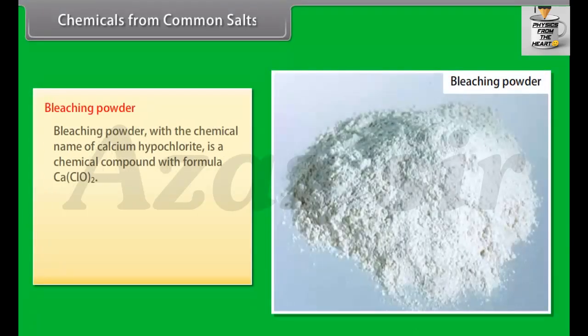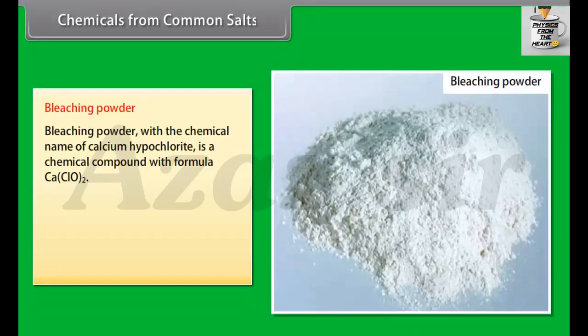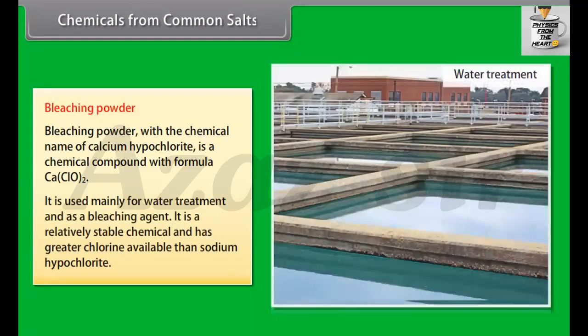Bleaching powder. Bleaching powder, with the chemical name of calcium hypochlorite, is a chemical compound with the formula CaClO2. It is used mainly for water treatment and as a bleaching agent. It is a relatively stable chemical and has more available chlorine than sodium hypochlorite.